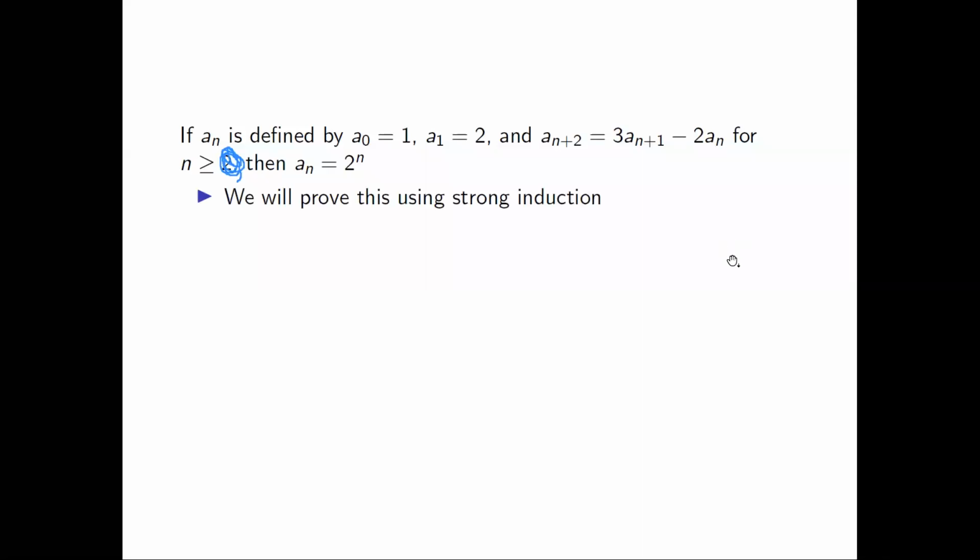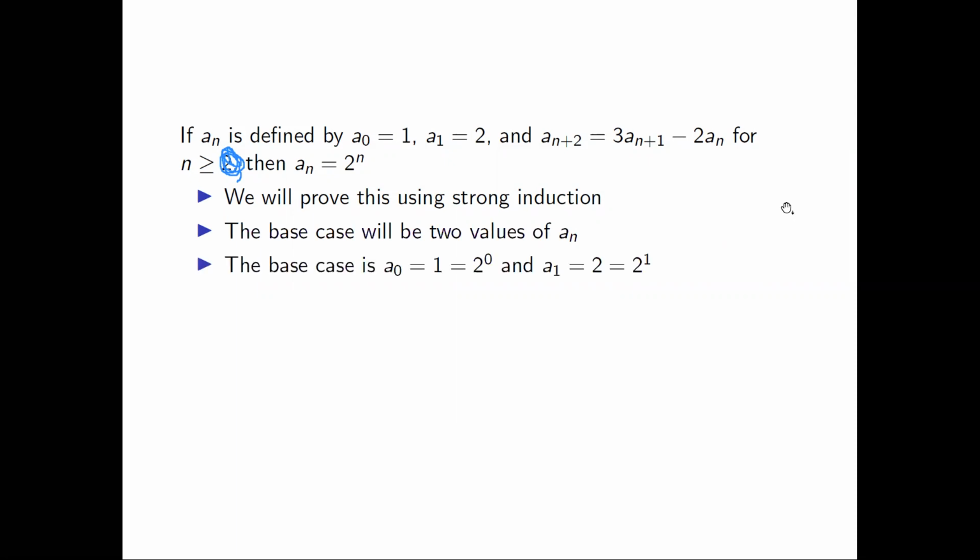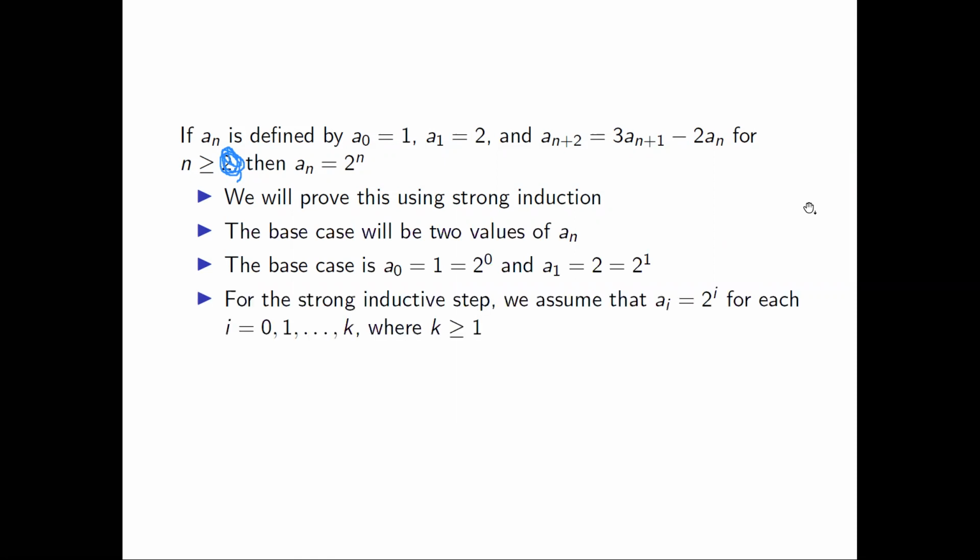We'll prove it using strong induction. So our base case, like I said before, instead of just having a single integer value in it, we'll have two integers. We have a sub 0, which by definition is equal to 1, and 1 is 2 to the 0. And a sub 1 is defined as 2, and that's equal to 2 to the 1.